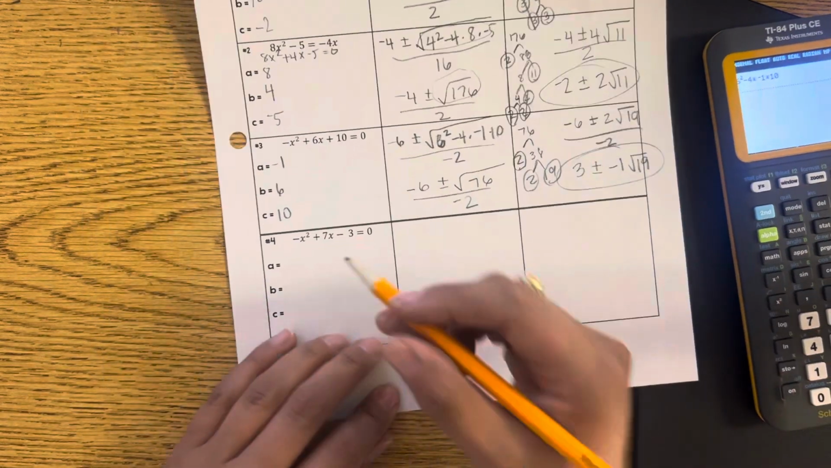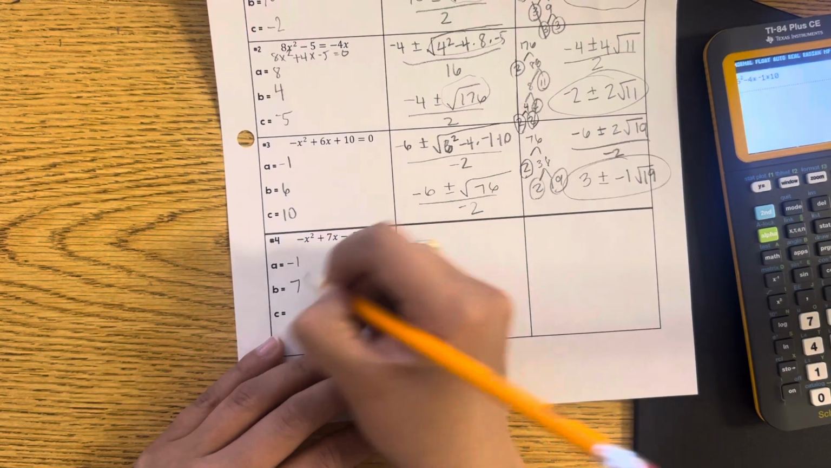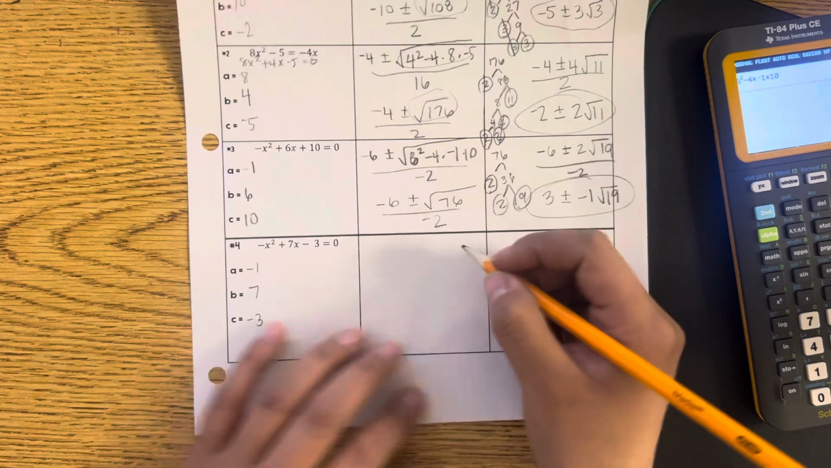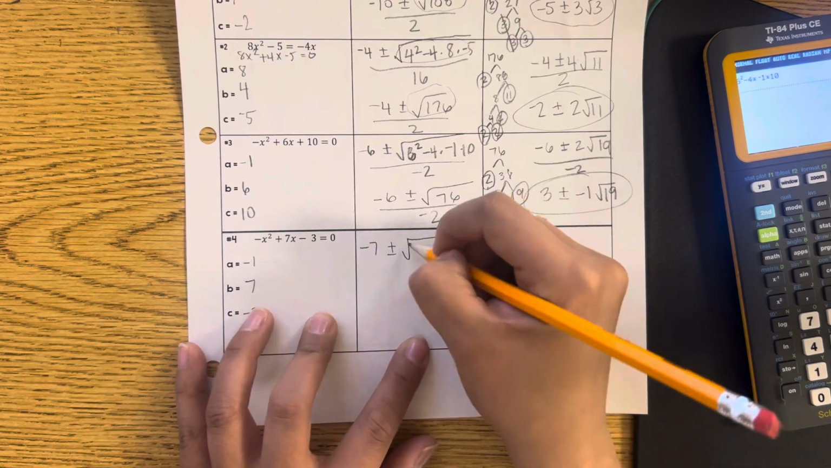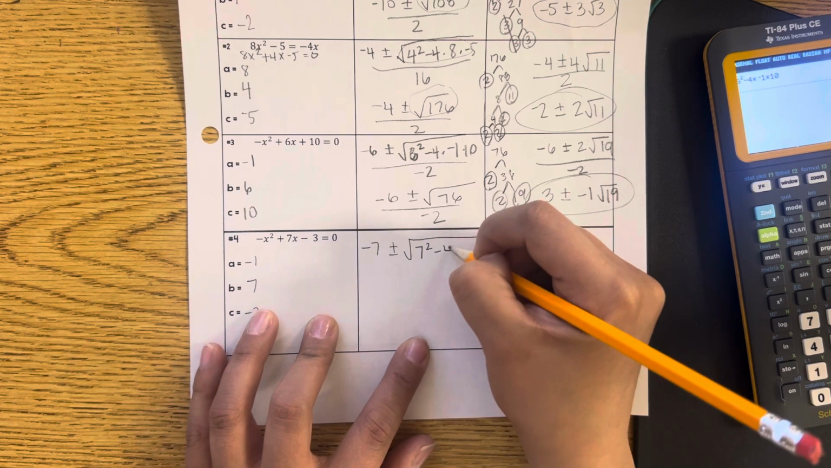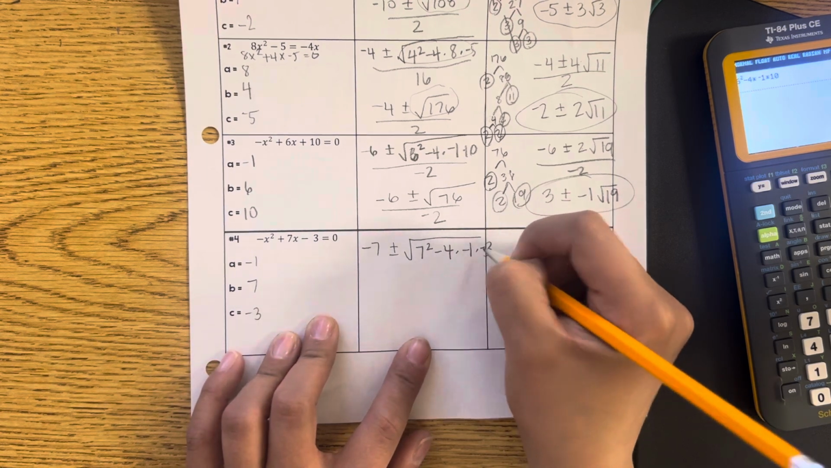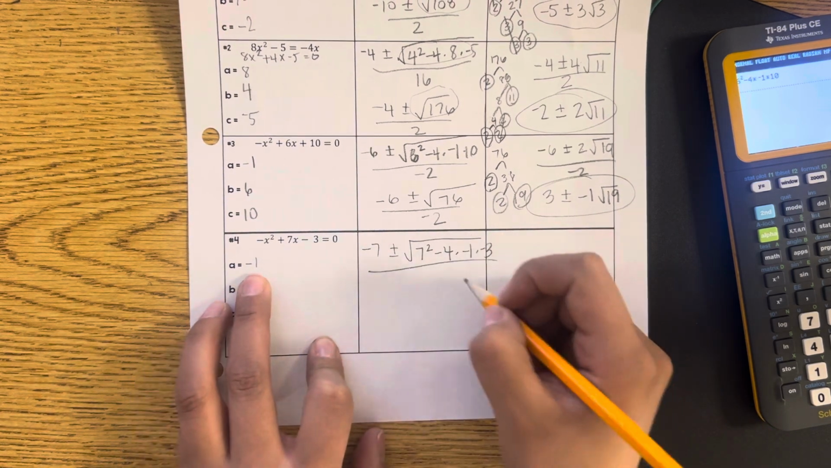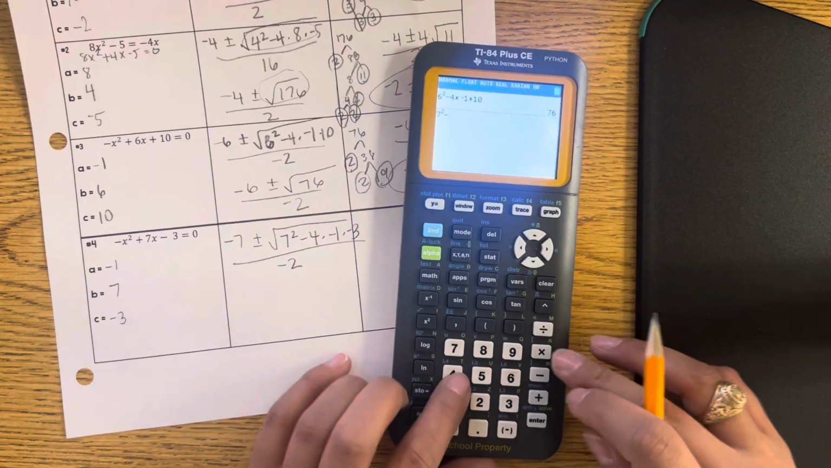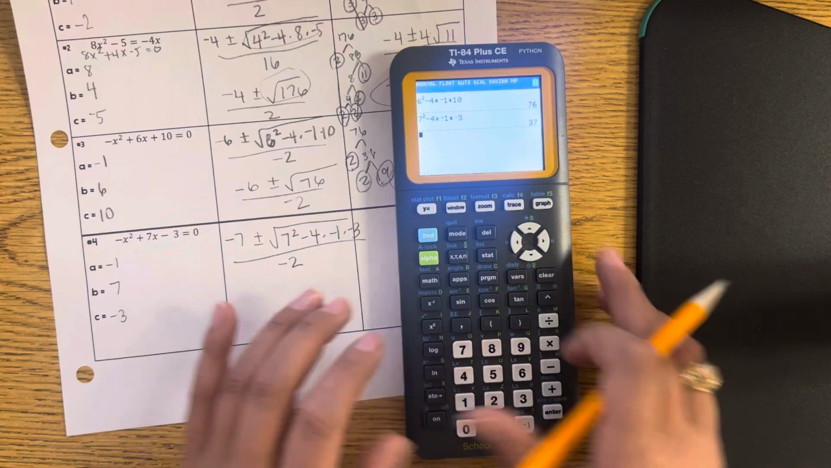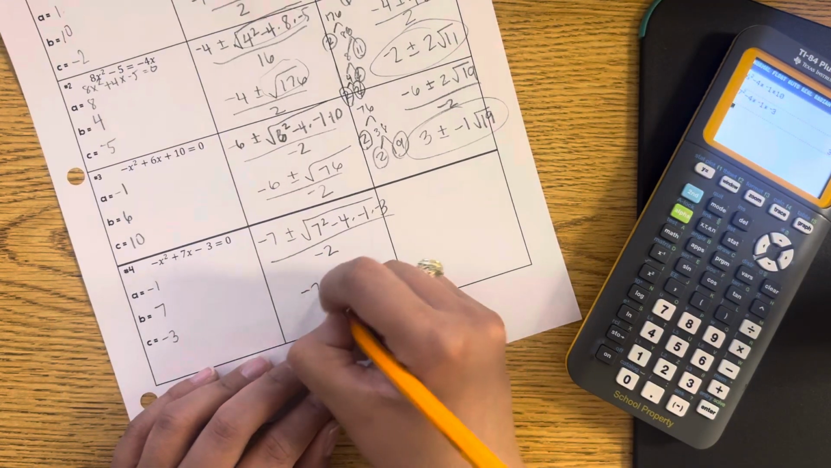For instance, number 4. A is negative 1, B is 7, C is negative 3. The opposite of 7 is negative 7, plus minus 7 squared, minus 4 times negative 1 times negative 3, over 2 times negative 1, which is negative 2. I type this part in my calculator, and I get 37.